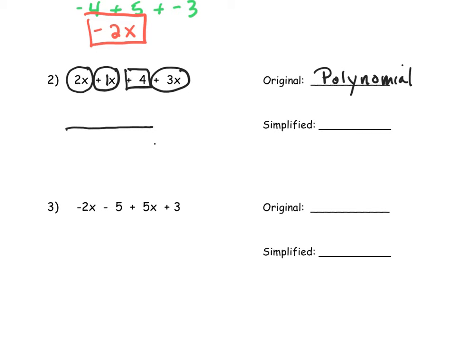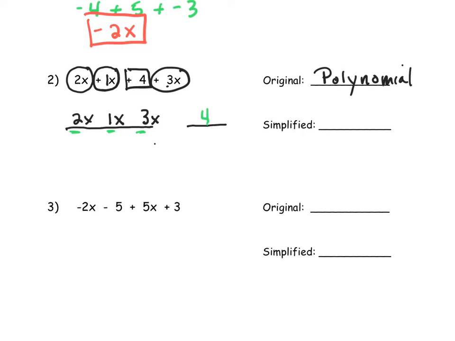So I'm going to put all my x terms on this line, and I'm going to put my constants on this line. So we have 2x, then plus 1x. It's a plus, so I'm going to write it as a positive, and plus 3x. So I'm going to write this as positive 3x. And remember, we're combining the coefficients. Then, on the other line, I'm going to write 4. This 4 doesn't have a variable with it, so it's a constant.